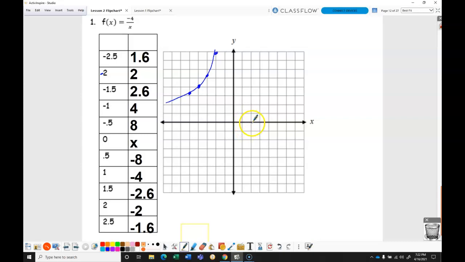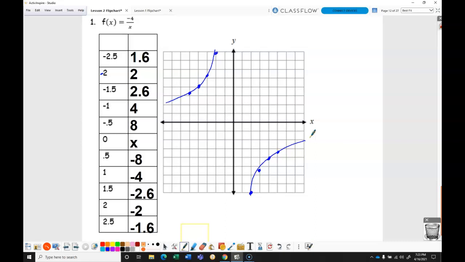0.5, negative 8, I can't fit that on, so 1, negative 4. 1.5, negative 2.6, 2, negative 2, and 2.5, negative 1.6. Yep, it fell into that quadrant also. So it has the same asymptotes, the same domain and range as the last one, and the same quadrants. It's still falling in quadrants 2 and 4.